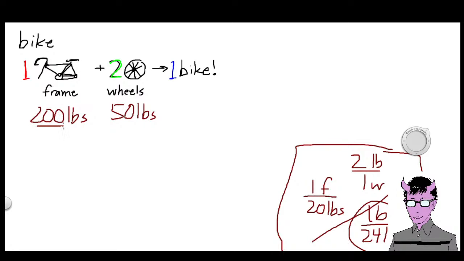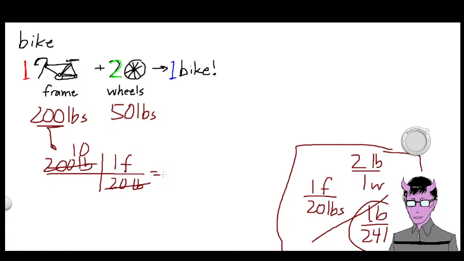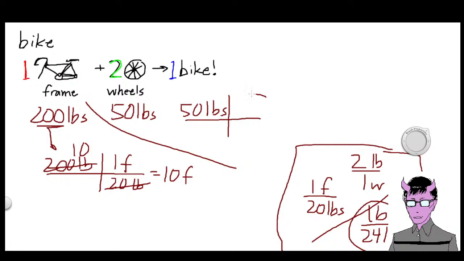So how many frames do we actually have? If you have 200 pounds worth of frames, just run the numbers, conversion rates. So 20 pounds for every one frame. Cancel that with that, you have 10 on the top. So that means you only have 10 frames. How many wheels do we have? So we have 50 pounds worth of wheels. That's our given amount, and this is again the conversion rate. So for every 2 pounds worth of wheels, 1 wheel. Cancel, cancel, 25. 25 wheels, very awkward.